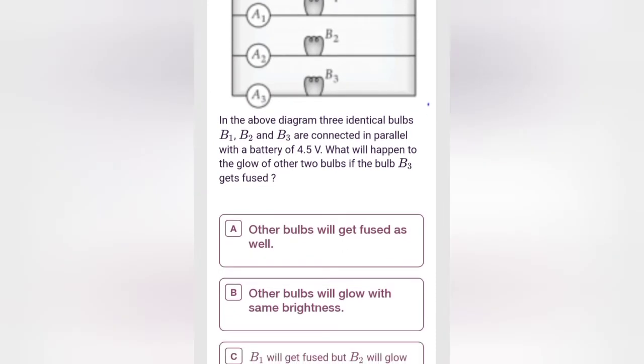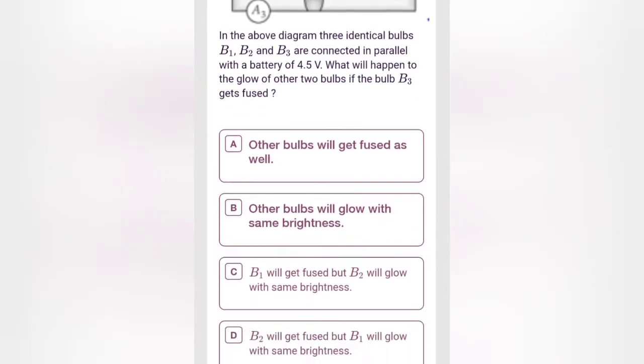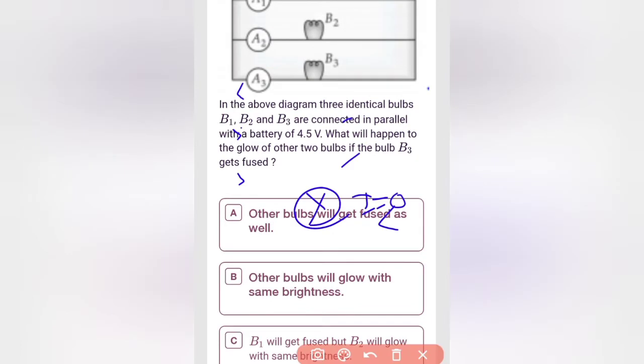No, so they are not getting fused. Other bulbs will glow with same brightness. B1 will get fused, but B2 will glow with same brightness. No. B2 will get fused, B1 will glow with the same brightness. No. So the option must be option B. What's the correct answer? Option B is the correct answer.